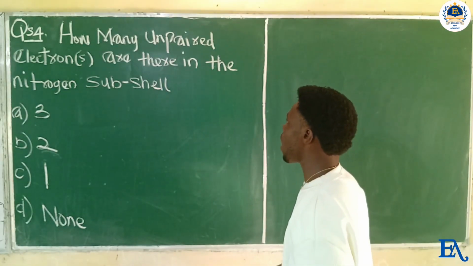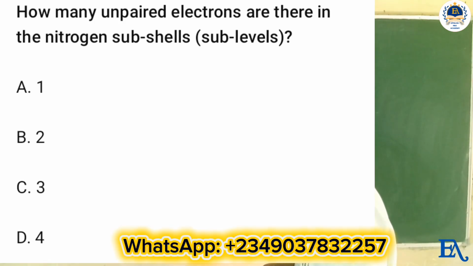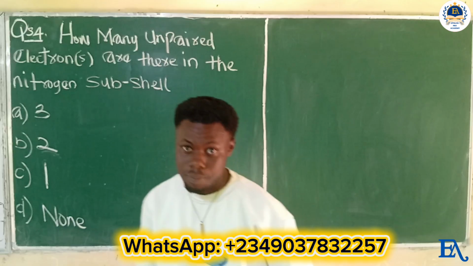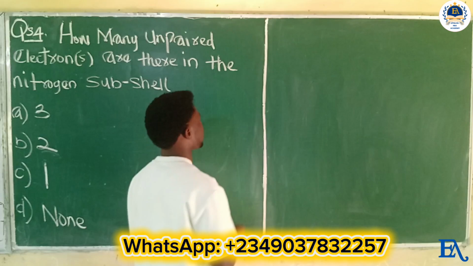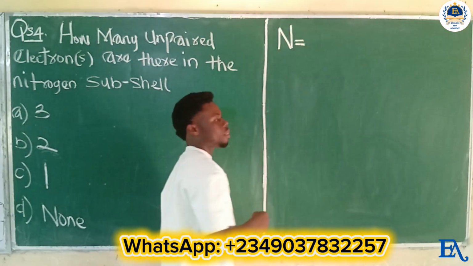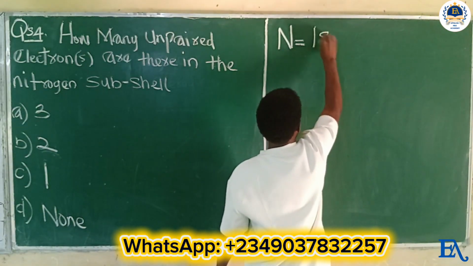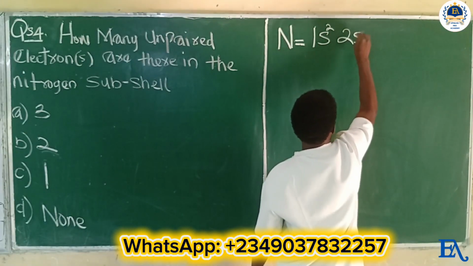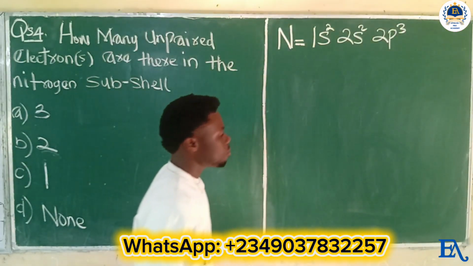Question number 4, how many unpaired electrons are there in the nitrogen subshell? Option A, 3, B, 2, C, 1, and D, none. Alright, the atomic number of nitrogen is 7. Therefore, it has 7 electrons. The symbol for nitrogen is capital letter N. Writing the electronic configuration of nitrogen using the SPDF notation, we have 1s2, 2s2, and 2p3. That is for the 7 electrons.